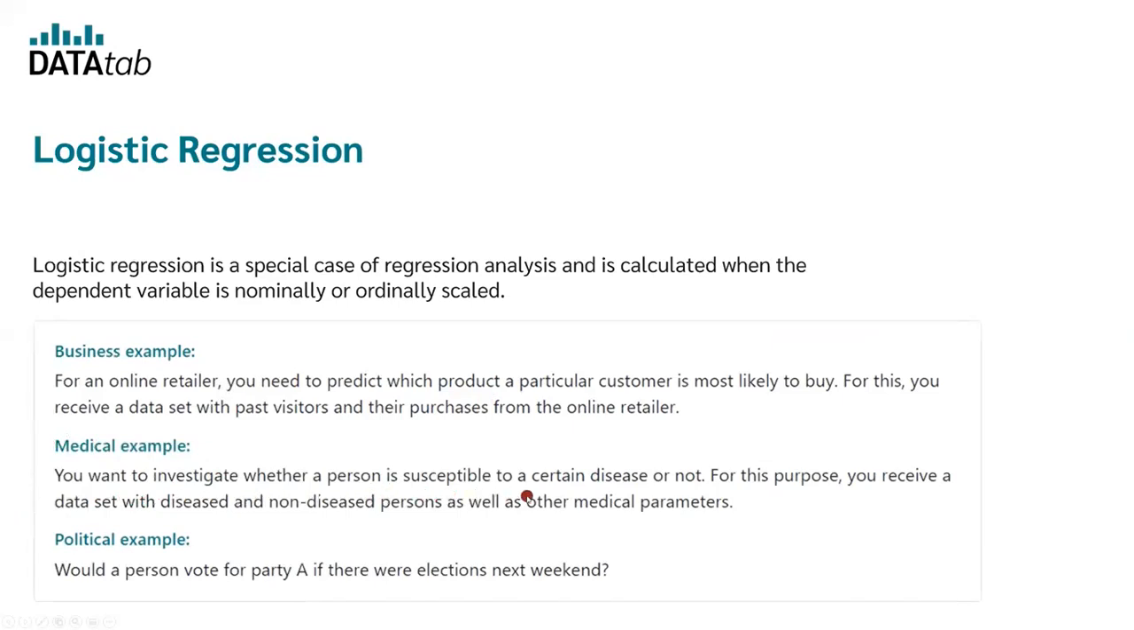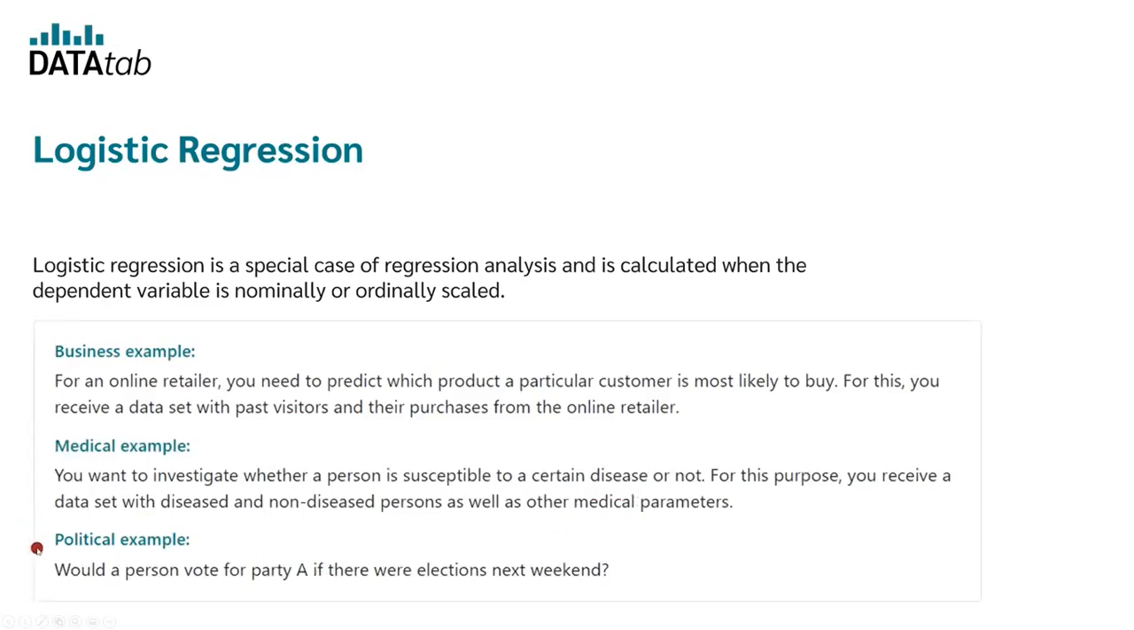You want to investigate whether a person is susceptible to a certain disease or not. For this purpose, you receive a data set with diseased and non-diseased people, as well as other medical parameters. Again, in this case, you need a logistic regression because the dependent variable is categorical and it asks, is a person susceptible to a particular disease or not?